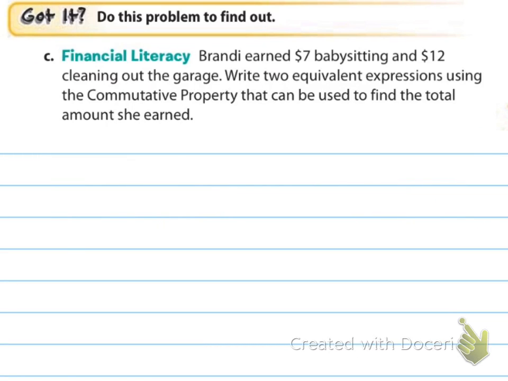So go ahead and solve for C. Brandy earned $7 babysitting and $12 cleaning out the garage. Write 2 equivalent expressions using the commutative property that can be used to find the total that she earned. So using the commutative property, I want you to write two equivalent expressions to represent $7 babysitting and $12 cleaning the garage. Pause.